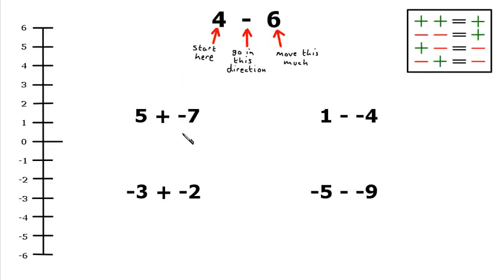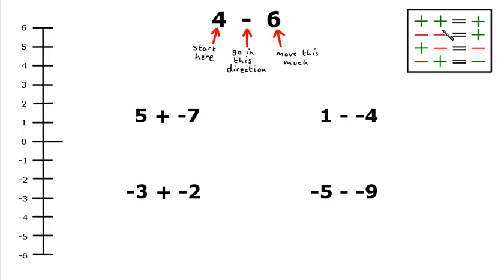If the second number in the question is a negative number, like in these examples, then we have two signs in the middle of our question, which means before we can do our answer, we have to change these two signs into the one sign that they're equivalent to. And we do that using this set of rules.